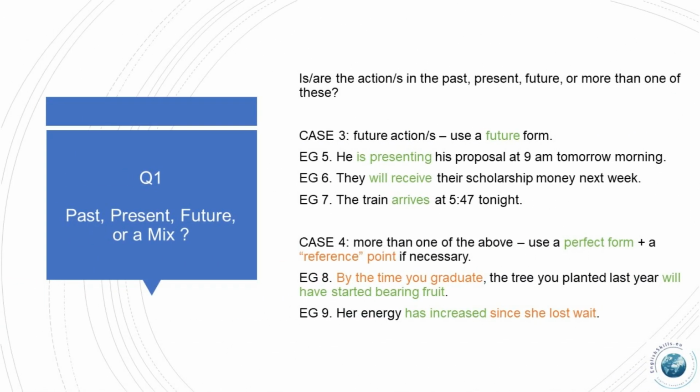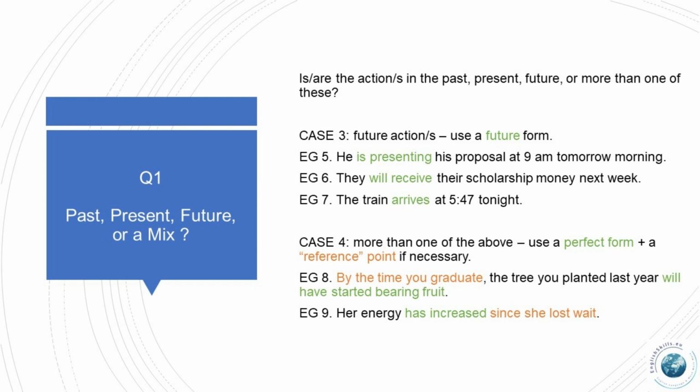Case 3. Future actions use a future form. It's not rocket science, but there are different types of future tenses, of course. Example 5. He is presenting his proposal at 9 a.m. tomorrow. It's what we call an arrangement. Notice that it's 9 a.m. tomorrow. Well, when you've made an arrangement and you refer to the arrangement, you use the present continuous. Number 6. They will receive their scholarship money next week. It's almost as if we're making a promise here. It's the future simple. We use will.